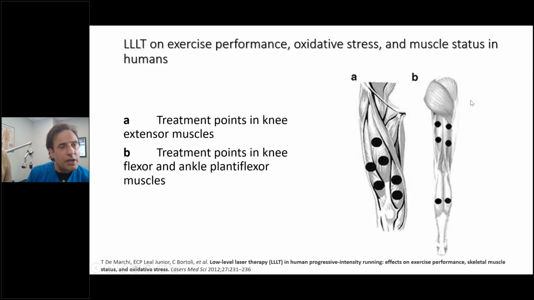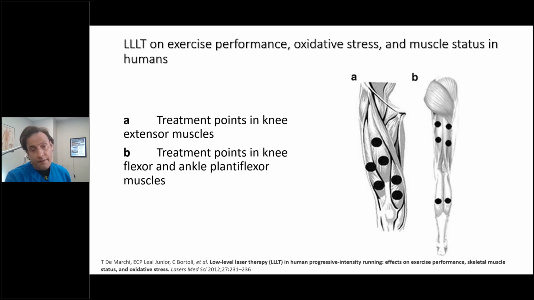So I wanted to talk a little bit about working within exercise rehab. So I wanted to emphasize you're a football player, as we call them soccer where I am, in that I wanted to talk about low-level laser and exercise performance, oxidative stress, and muscle reactivity in humans. So here's some treatment points I pulled out from a 2012 study. I actually have the study right here. I want to read some of the interesting things.